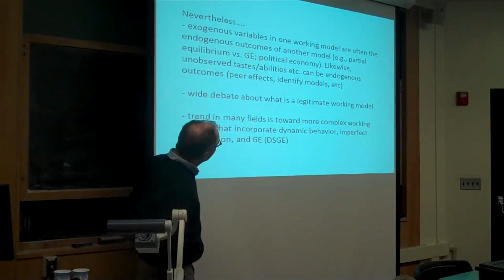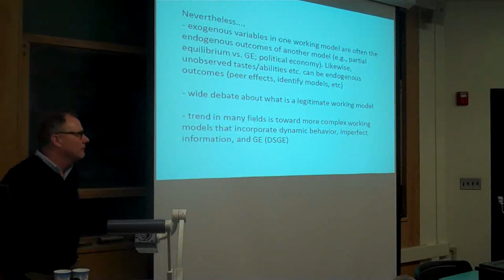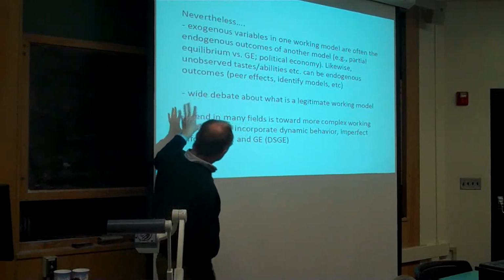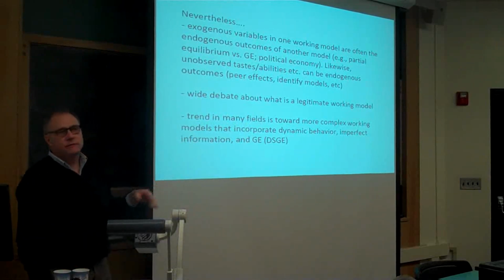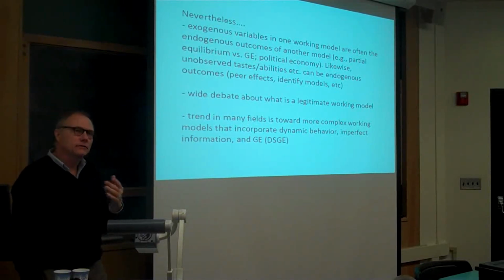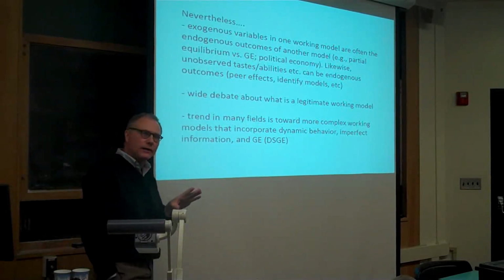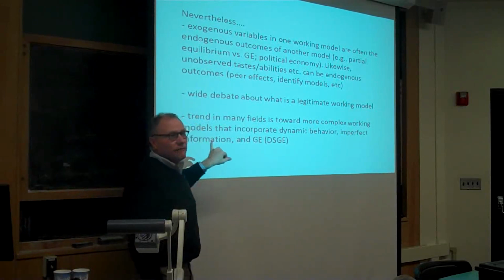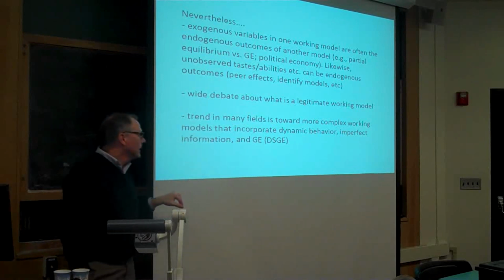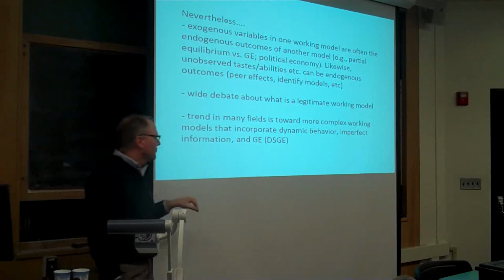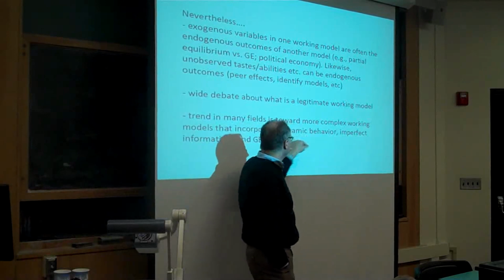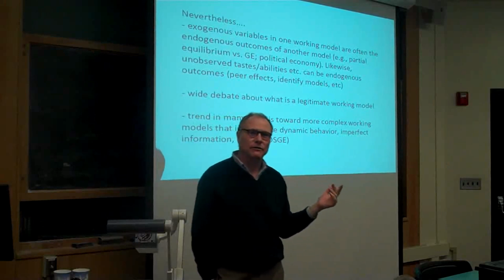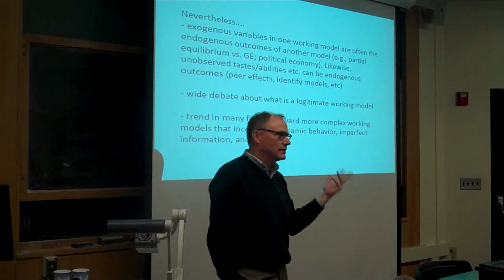With all of that, there's a wide debate about what's a legitimate working model, and I'm going to come back to this a couple of times in the talk. Basically, it's important as a labor economist, or as somebody working in empirical micro and doing very rudimentary modeling, which is what I usually do, that the trend outside of micro is to very complicated models that incorporate three key ingredients: dynamics, imperfect information, and general equilibrium. And if you're trying to remember, just think of what they call the standard model in macro these days is DSGE: dynamic, stochastic, general equilibrium.